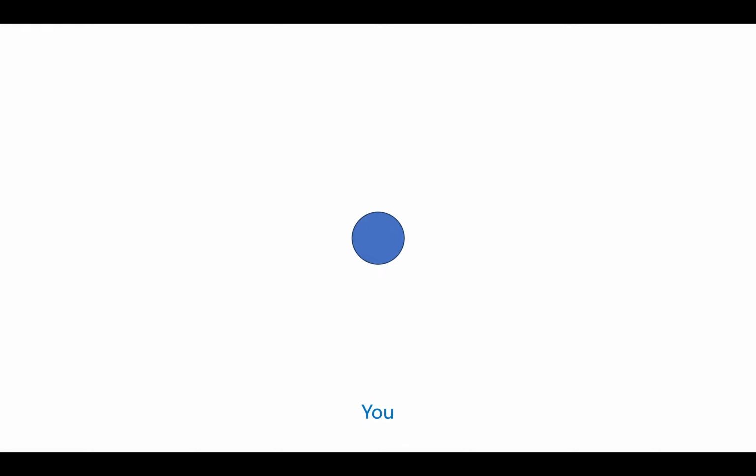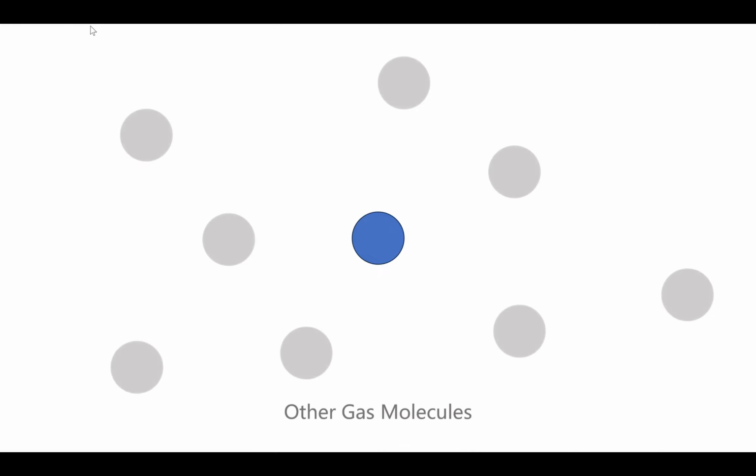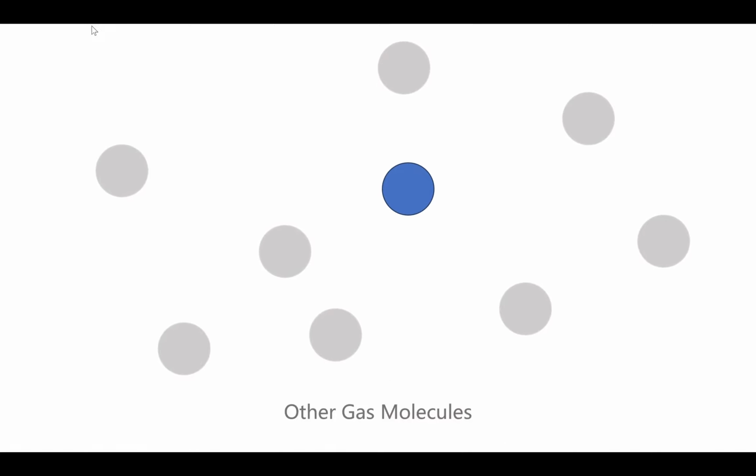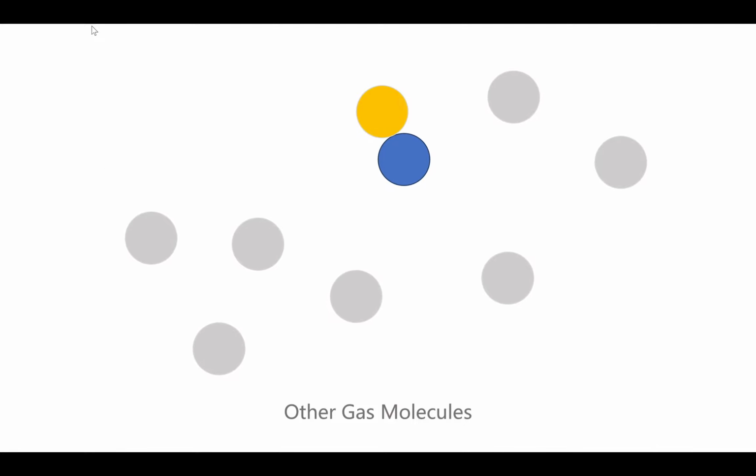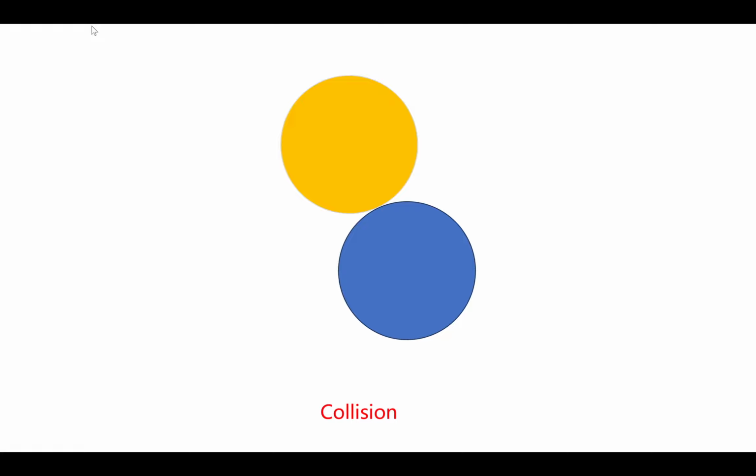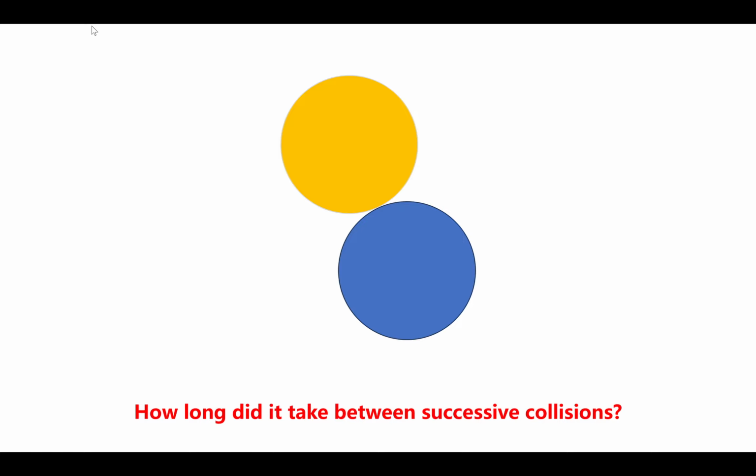So suppose you are a gas molecule. There are a lot of other gas molecules around you, and due to temperature, you move around, and so do your partners. And eventually, you collide with one of them. The question is, how long does it take? To be specific, we're asking, how long did it take between successive collisions?